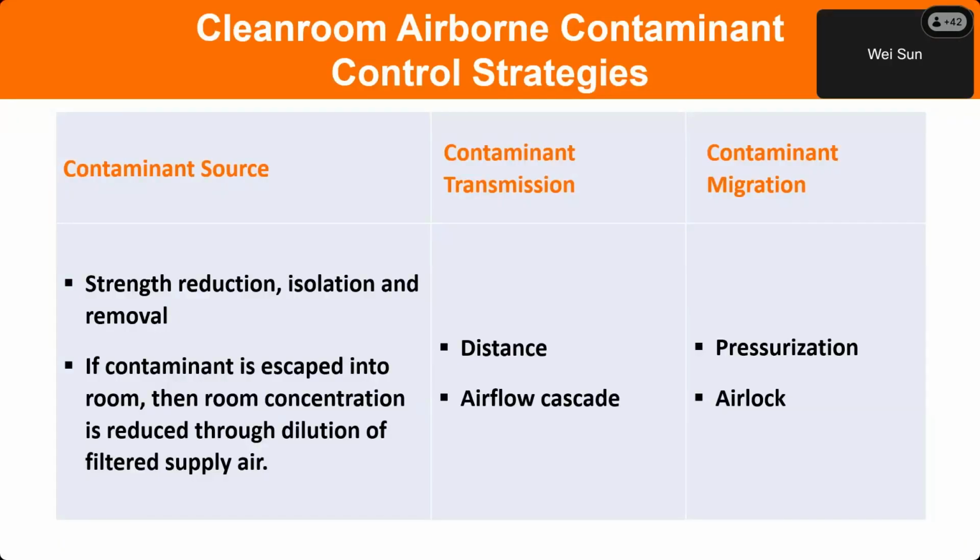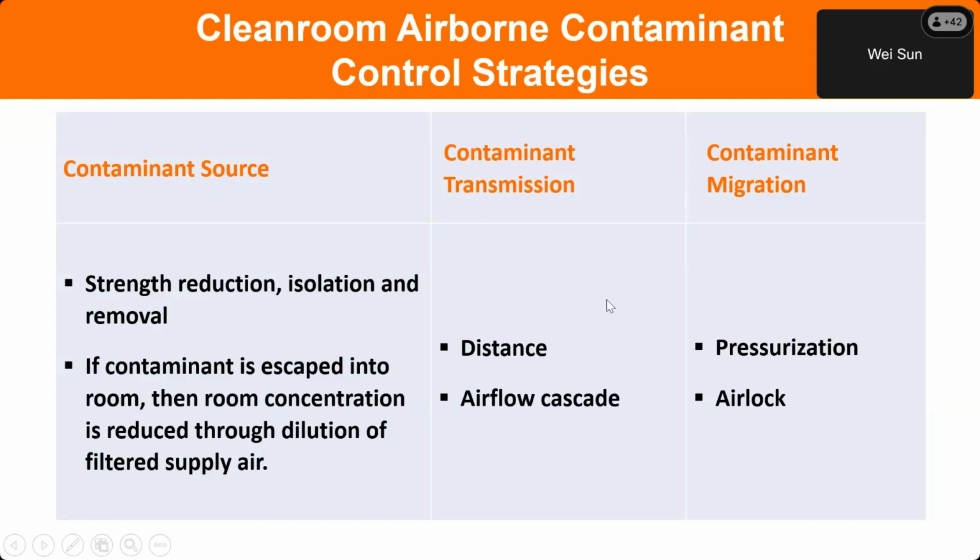From the architectural components like wall, ceiling, floor, all these are going to generate particles. So one is reduction. The other is isolation and then removal. Now, if the contaminants escape into the room, then the room concentration has to be reduced through the dilution of filtered supply air. So if you cannot contain, then you have to dilute. So that's the typical strategy for source control.